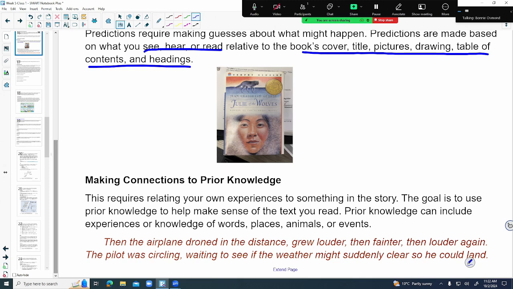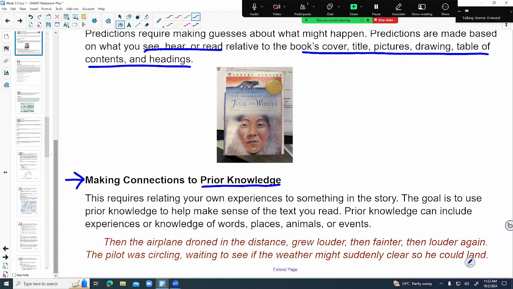Okay, so that's one strategy. Another strategy is making connections to prior knowledge. So prior knowledge means your own experiences, or something that you've read before, or something that you've watched before. So prior knowledge is what you've learned before, what you've done before, what you've seen before. So making connections to prior knowledge requires relating your own experiences to something in the story.